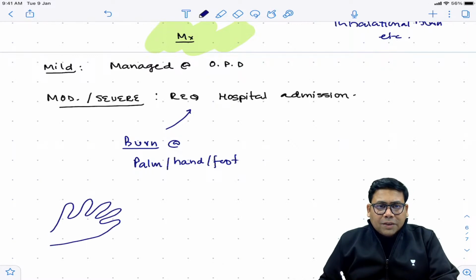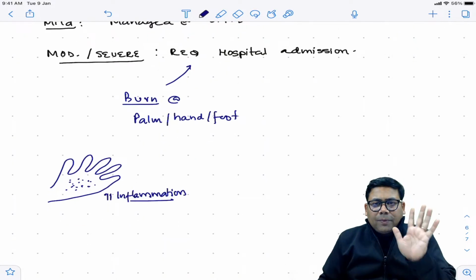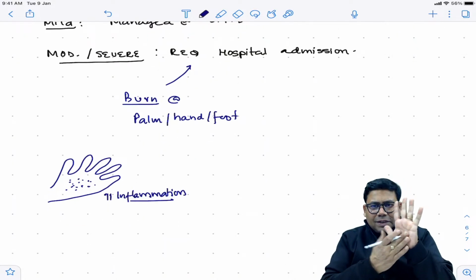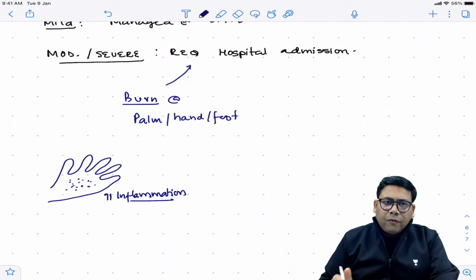The problem with this burn is that whenever there is burn, there is inflammation. And since there is increased inflammation, this inflammation will lead to what? Exudation. Yeah, very good, Tinu. It is 1% for the palmar surface. This is the palmar surface. And the complete hand with wrist, this is 2.5%.